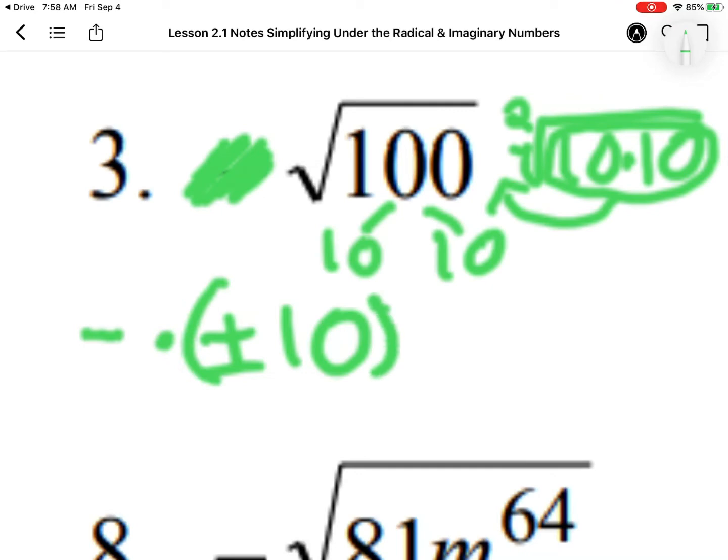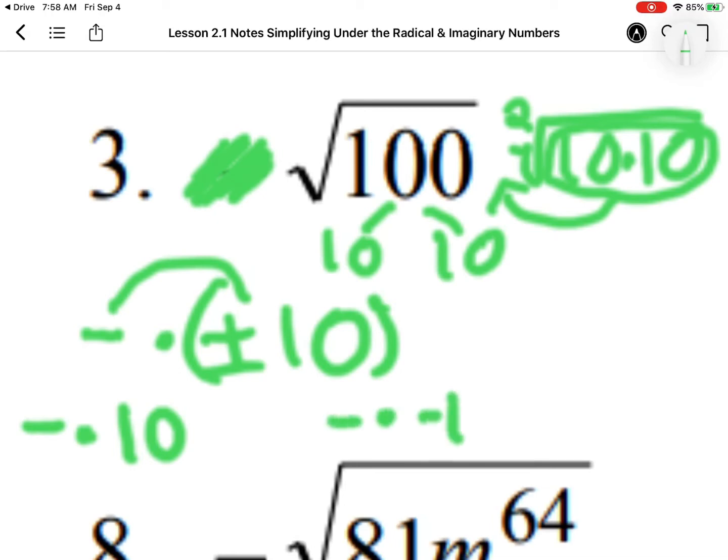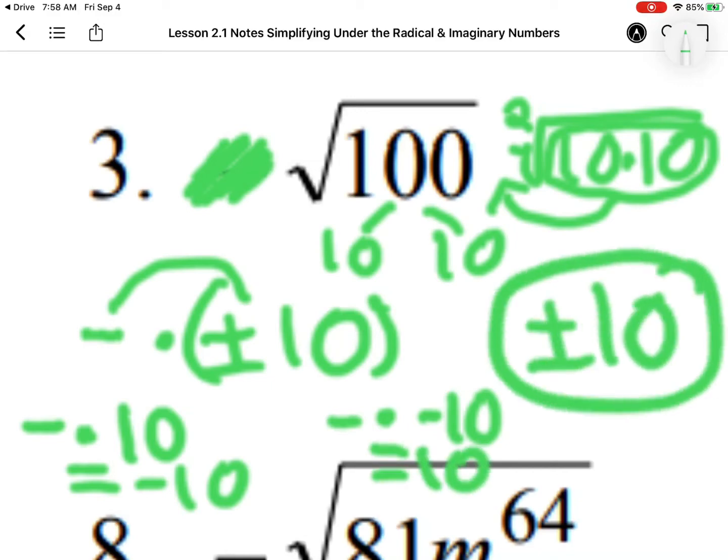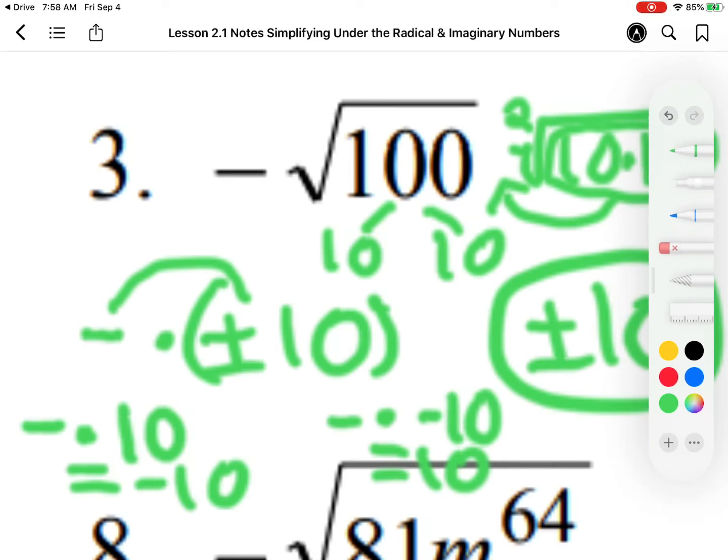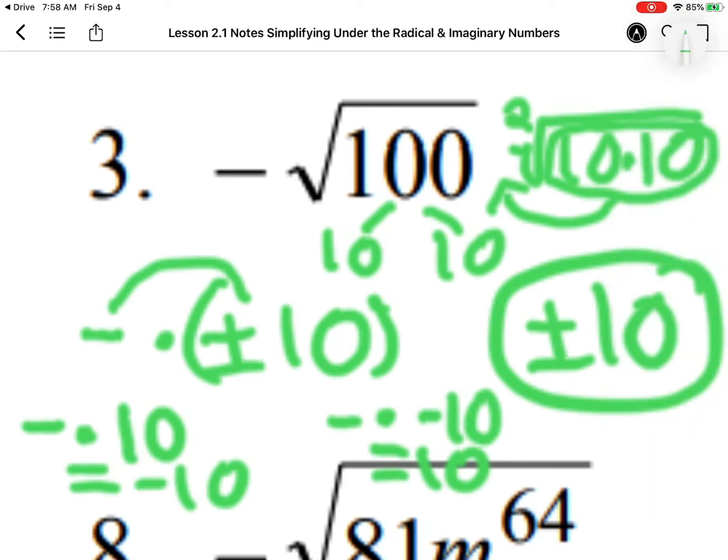Now we have that negative. So we have negative times plus and minus 10. Well, negative times a positive. So this means negative times positive 10. This also means negative times negative 10. Well, negative times 10 is negative 10, and negative times a negative is a positive. So we still have plus or minus 10 as our answer. If there is a negative out front, we don't care about it. It doesn't affect our answer. Again, a negative on the outside of the radical sign does not matter. It does not affect anything.